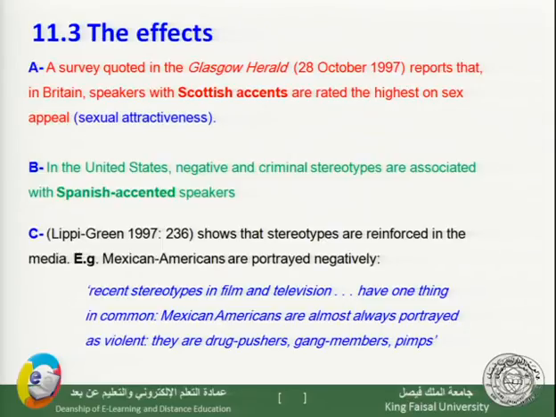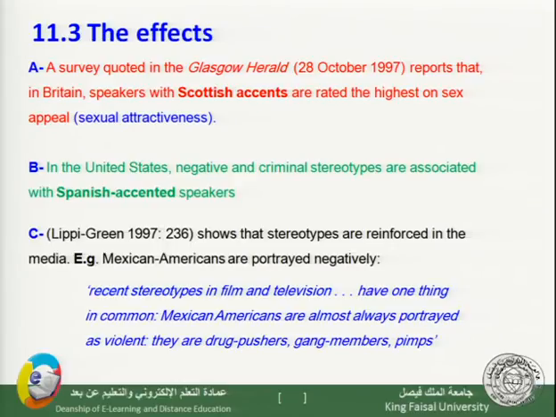Now we move to the effect of these attitudes regarding languages. Number A, a survey quoted in the Glasgow Herald on 28 October 1997 reported that in Britain, speakers with a Scottish accent are rated the highest on sex appeal, sexual attractiveness. If you speak with a Scottish accent, you will be more attractive. Sexually, you are attractive. You will have the highest sexual appeal.